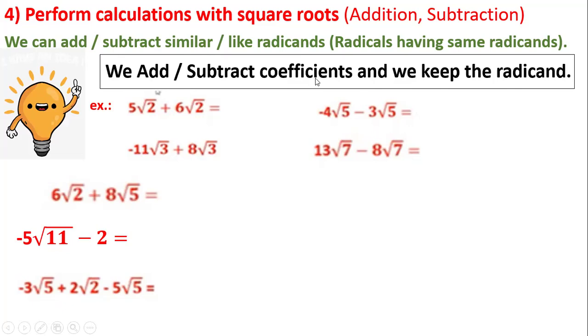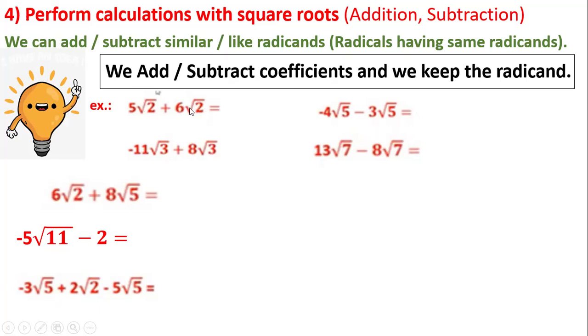What do we mean by the coefficient? The coefficient is the number in front of the radical. Here the coefficient is 5, here the coefficient is 6, here the radicand is 2, and here the radicand is 2. So 5 and 6 are called the coefficients, 2 is called the radicand.